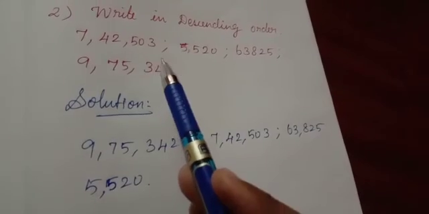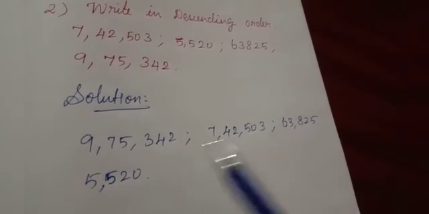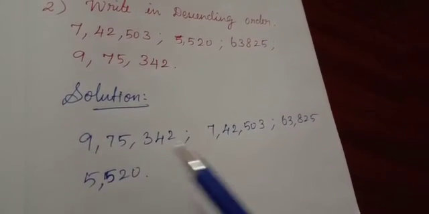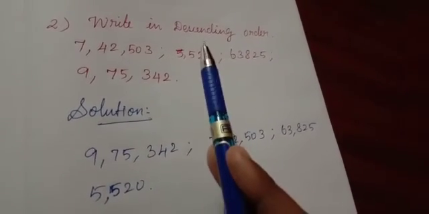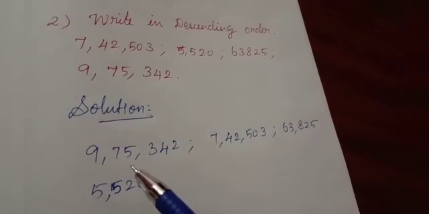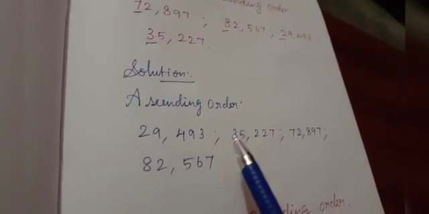Here I have written the given numbers in descending order. Descending order is nothing but biggest to smallest. I hope you understood how to write in descending order. Descending order is nothing but biggest to smallest. Ascending order is nothing but smallest to biggest.